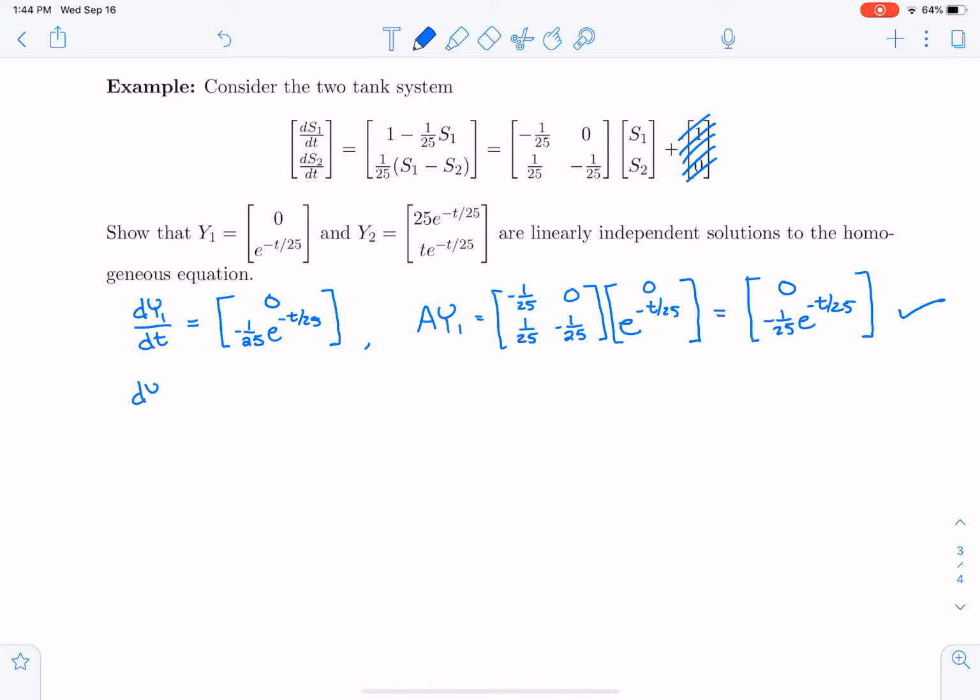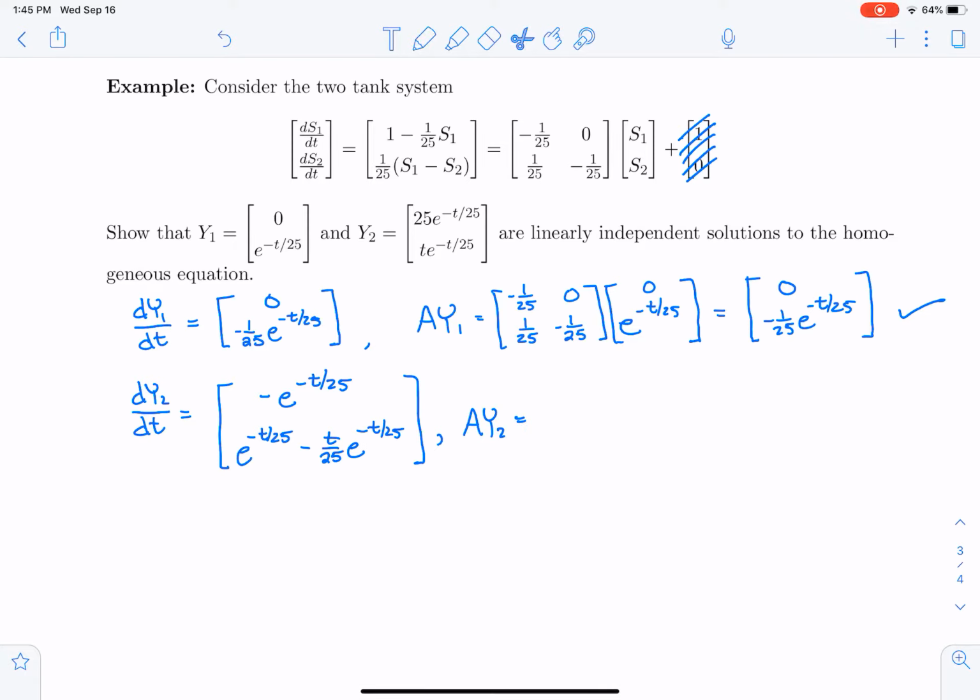So let's look at the second solution, dy2/dt. Okay, for y2, the derivative is going to be minus e to the minus t over 25. And then I'll have to use the product rule on the second part, so that's going to be e to the minus t over 25 minus t over 25 e to the minus t over 25. So that's dy2/dt. Now let's look at A times y2.